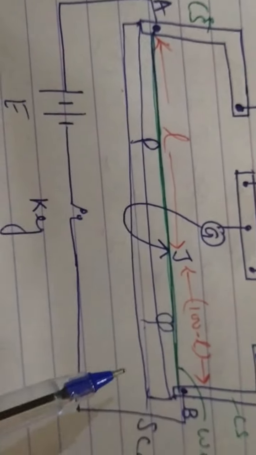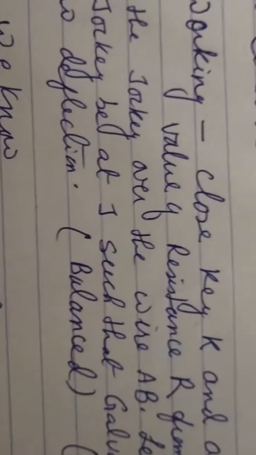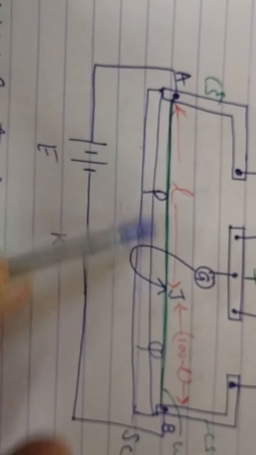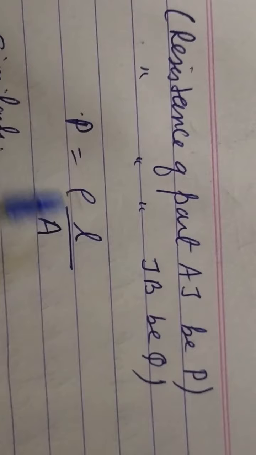Now how will we find out the resistances P and Q? We know the formula of resistance: R is equal to rho L by A. What is rho? Rho is the resistivity, which will remain constant for a particular alloy. For this wire, resistivity will remain the same, and the area of cross section is uniform throughout the wire. So R is equal to rho L by A. We know this formula. So let the resistance of the part AJ be P and the resistance of the part JB be Q. So P is equal to rho L by A.